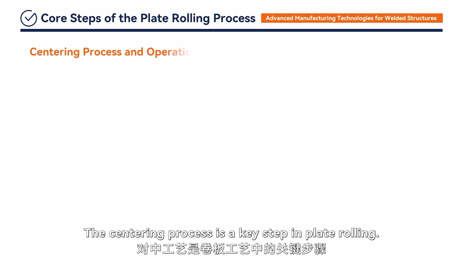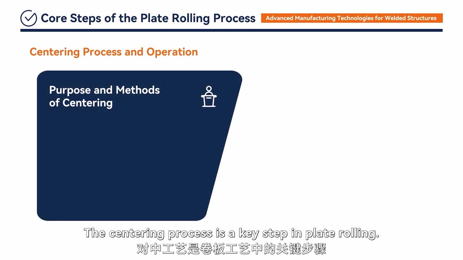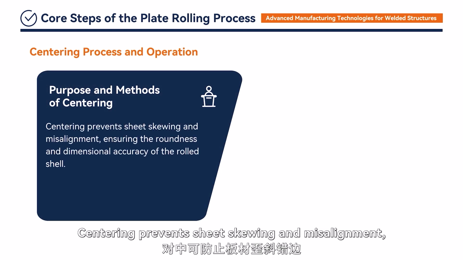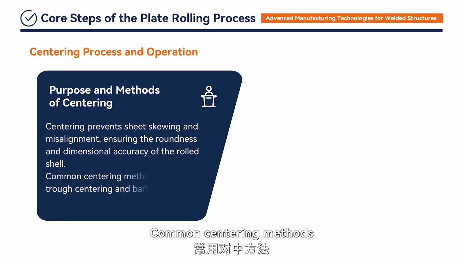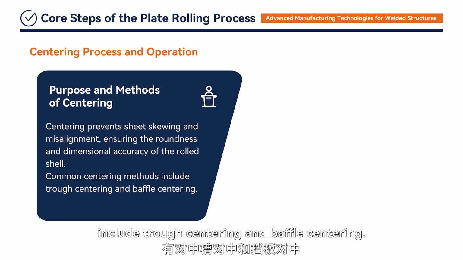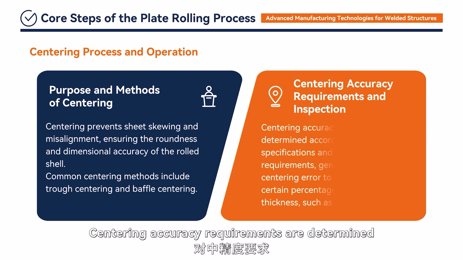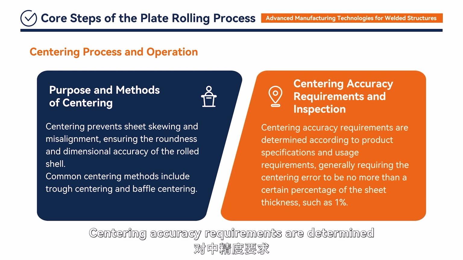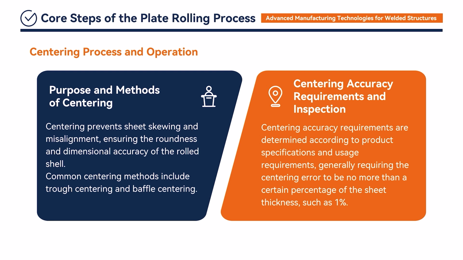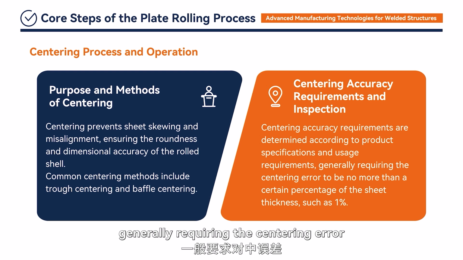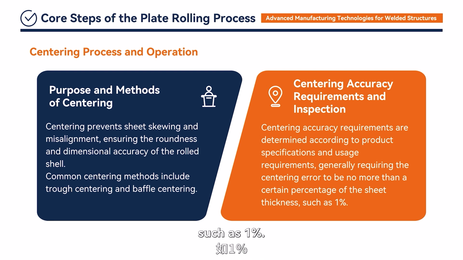The centering process is a key step in plate rolling. Centering prevents sheet skewing and misalignment, ensuring the roundness and dimensional accuracy of the rolled shell. Common centering methods include trough centering and baffle centering. Centering accuracy requirements are determined according to product specifications and usage requirements, generally requiring the centering error to be no more than a certain percentage of the sheet thickness, such as 1%.